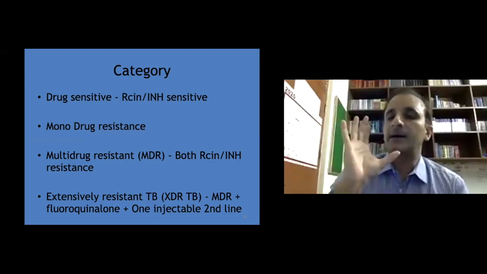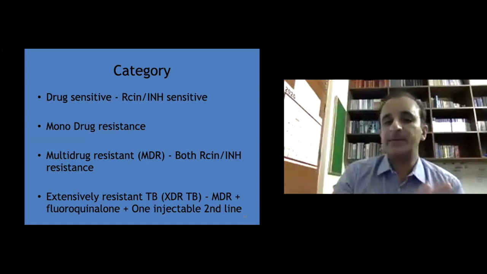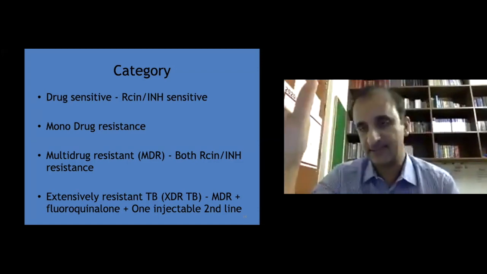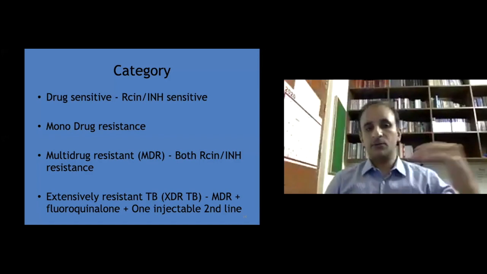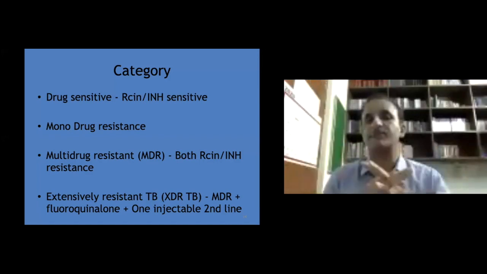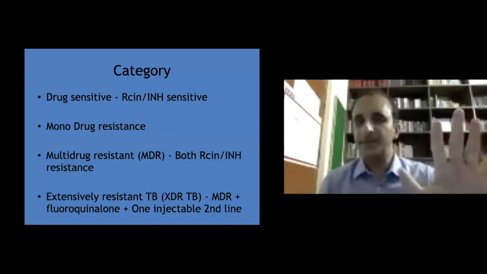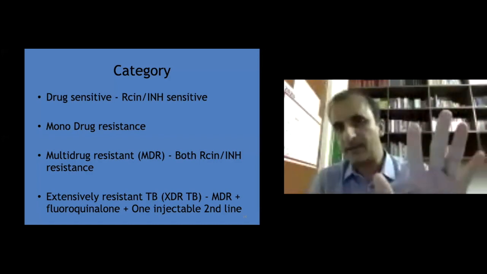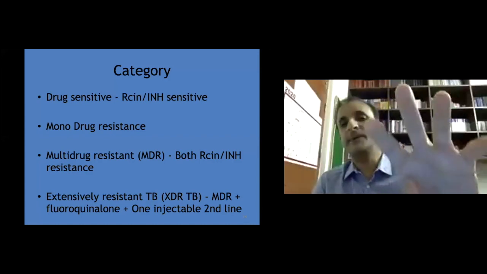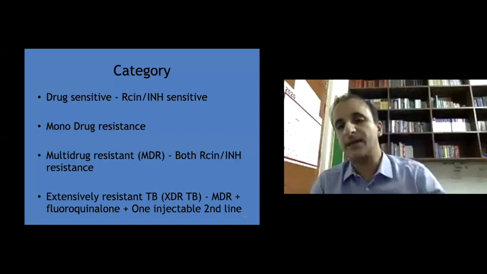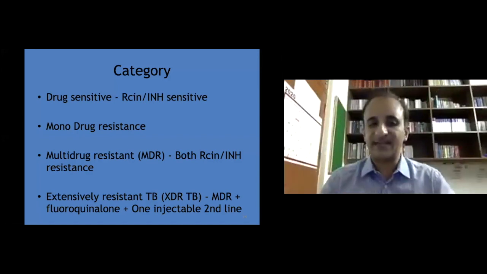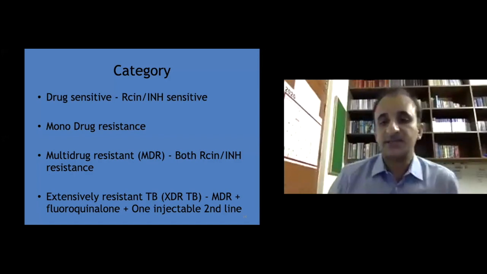We classify the patient as MDR if both rifampicin and INH are resistant. So you can label a patient MDR, though we label the patient as MDR clinically as well if we see a poor response. But the ideal way is when you have documented that there is resistance to INH and rifampicin. And then you have XDR, which is extensively resistant tuberculosis.